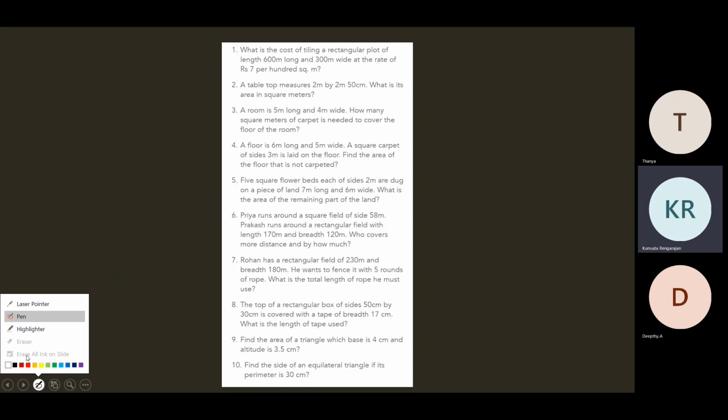Oh, sorry. Oh my, I cleared it. Sorry, but accidentally I cleared it. 1 second. Let me write it again quickly. Yes, Deepthi, now you can tell me.